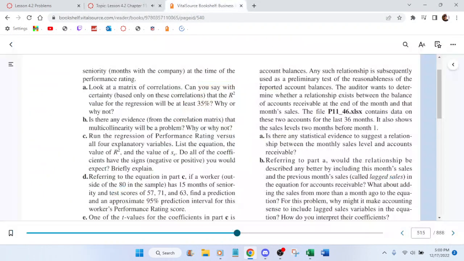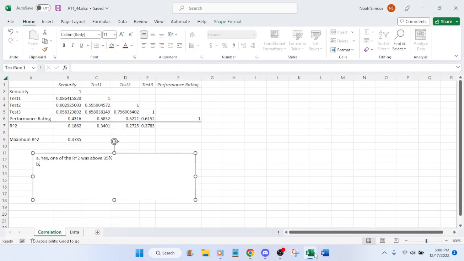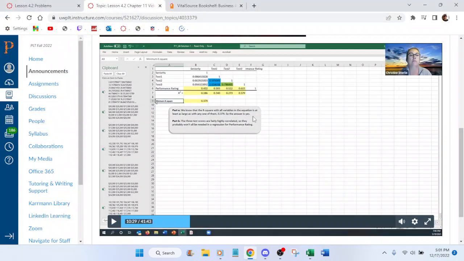The 3 test scores, okay. Multicollinearity will be a problem. The 3 test scores are fairly highly correlated. Test 1 with test 2 is 0.5, test 3 with test 1 is 0.6, and test 3 with test 2 is 0.79. 3 test scores are fairly highly correlated, so they probably won't all be needed in a regression for performance rating.